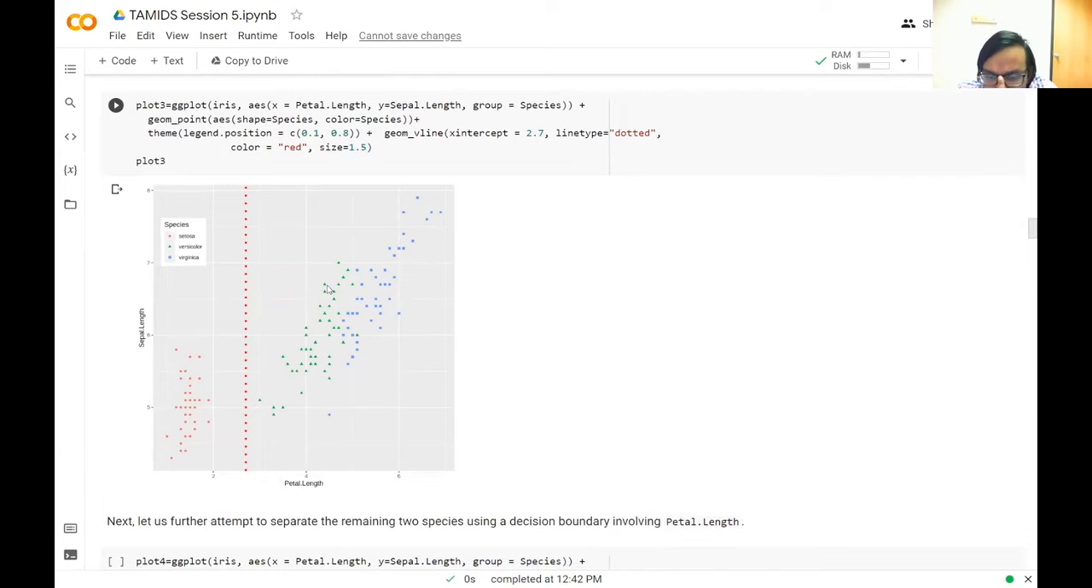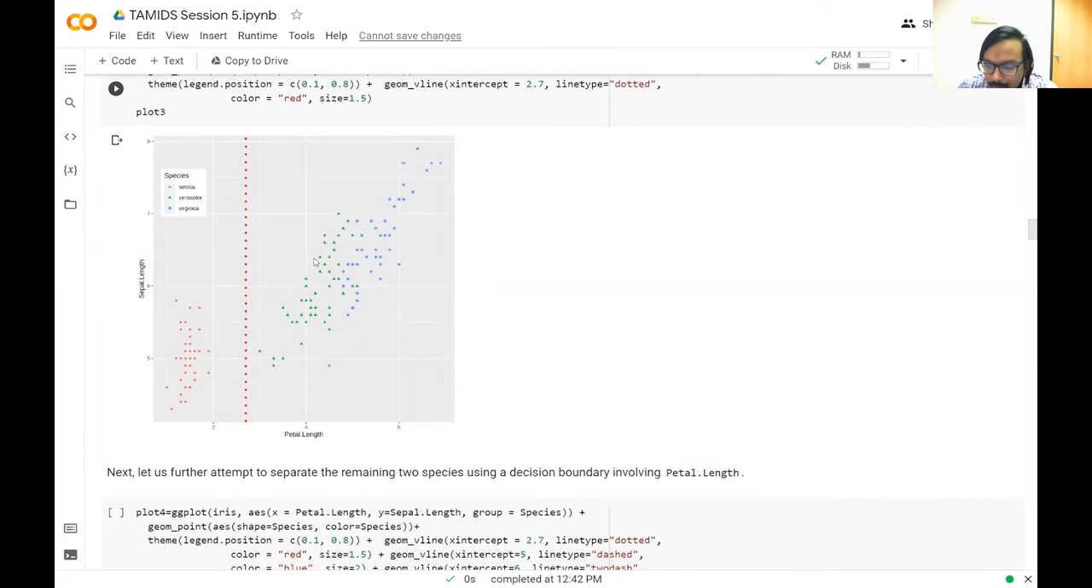Next, we have to separate the other two classes, the versicolor and virginica, because even though we have managed to separate out the setosa, we have not managed to separate out the versicolor and the virginica.